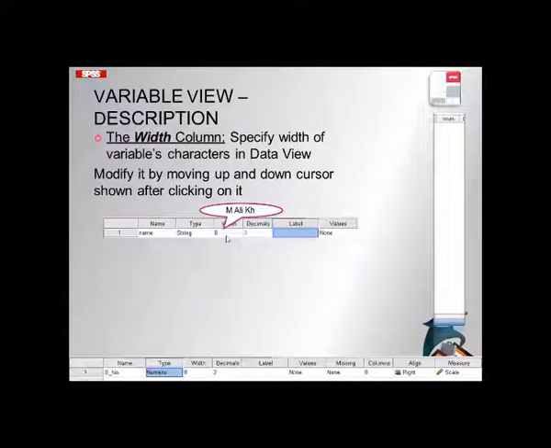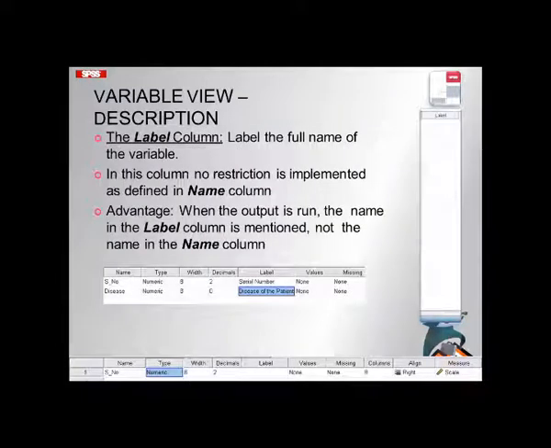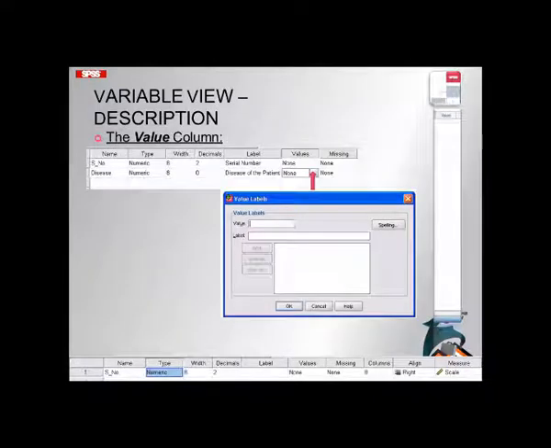Then we can place here the width, how many digits of our data are present. Then we have decimals, whether we will give decimals or not. Then label, to label that variable with a name, and values. If you want to put values, for suppose yes, no, we will do practice in SPSS.